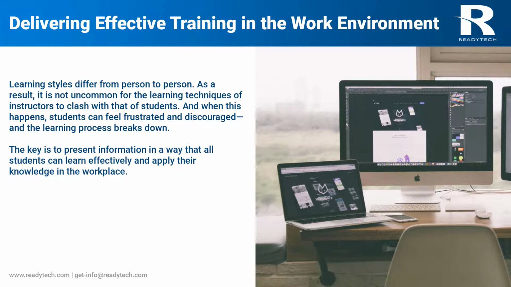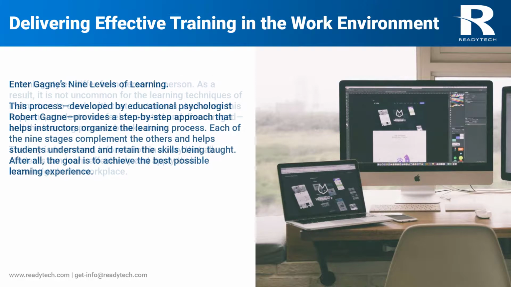The key is to present information in a way that all students can learn effectively and apply their knowledge in the workplace. Enter Gagne's 9 levels of learning. This process, developed by educational psychologist Robert Gagne, provides a step-by-step approach that helps instructors organize the learning process. Each of the 9 stages complement the others and help students understand and retain the skills being taught. After all, the goal is to achieve the best possible learning experience.